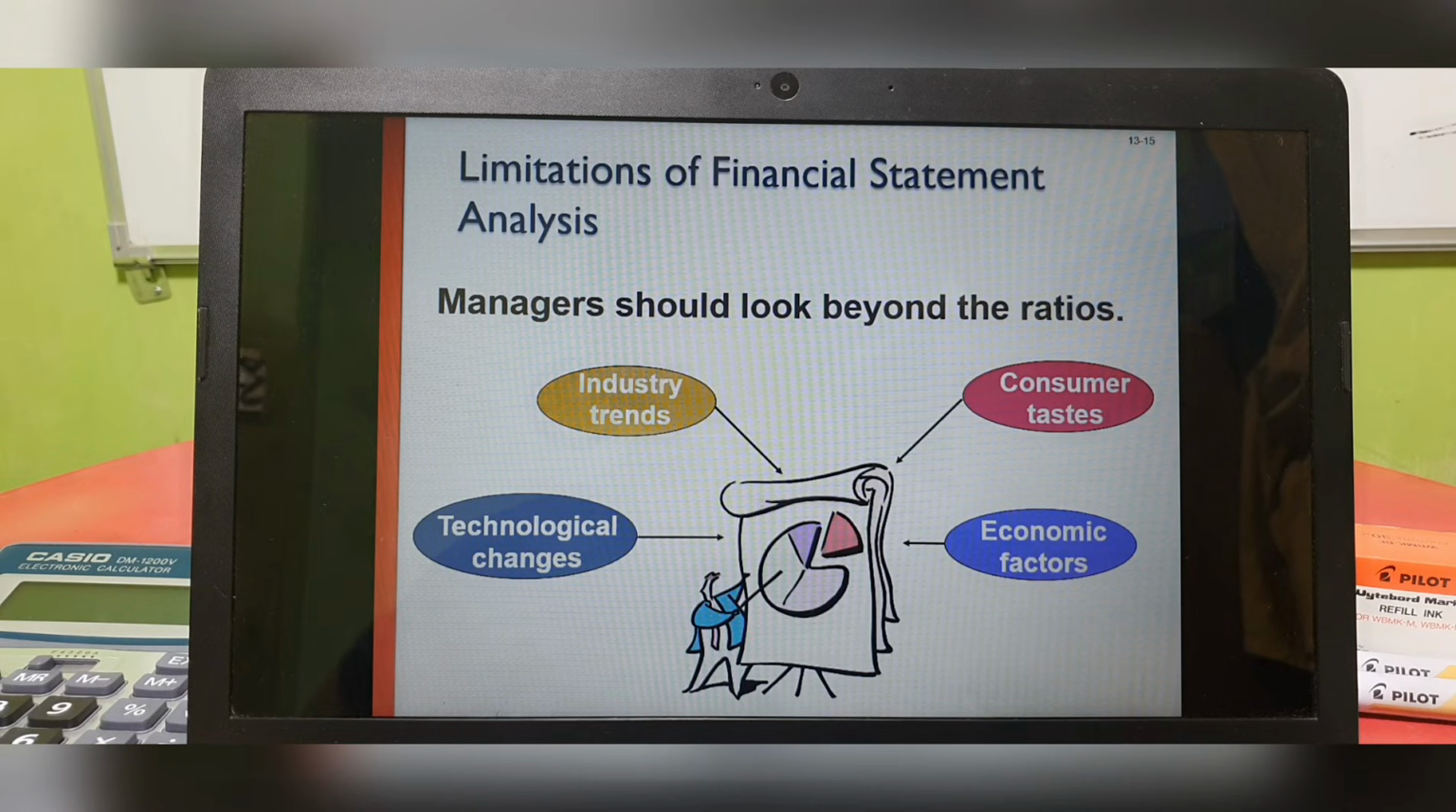Consumer tastes and economic factors. These are just four of the factors that the managers should look into kapag gumagawa sila ng financial statements analysis. Baka nagbago na yung tastes ng consumer. You really have to consider that because at the end of the day, yung mga consumer naman talaga yung bumubuhay sa isang business. So, kung walang bibili, wala tayong business. Wala tayong kita.